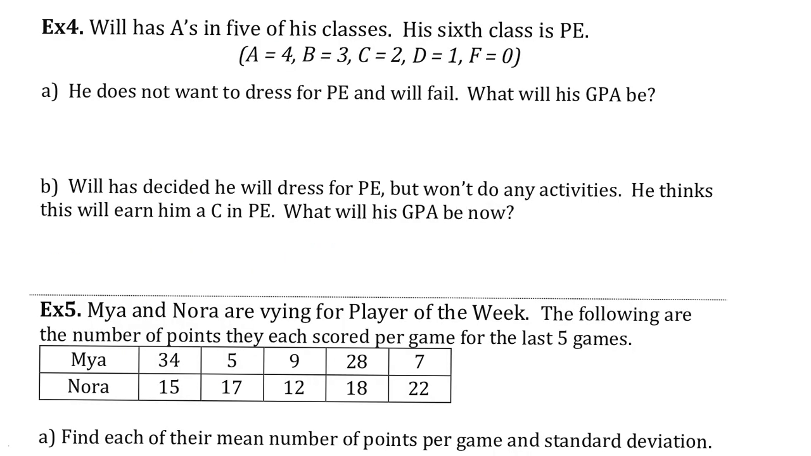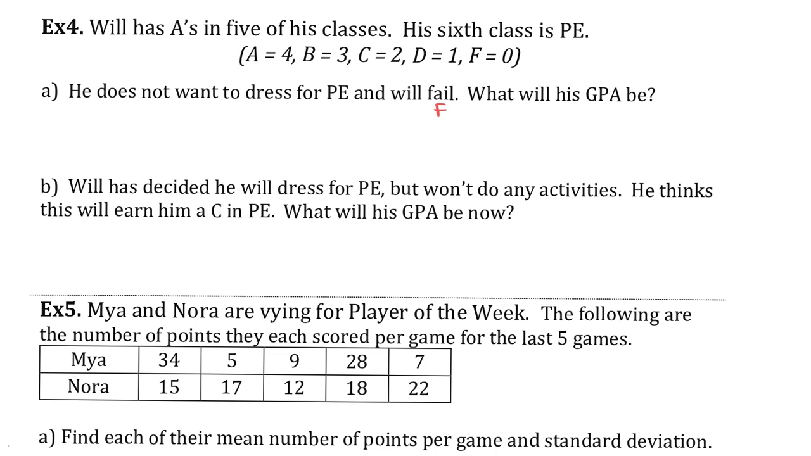Okay, example 4. Will has A's in 5 of his classes. His 6th class is PE. For GPA, A is 4, B is 3, C is 2, D is 1, and F is 0. He does not want to dress for PE and he will fail. So he's going to get an F in PE. What will his GPA be?